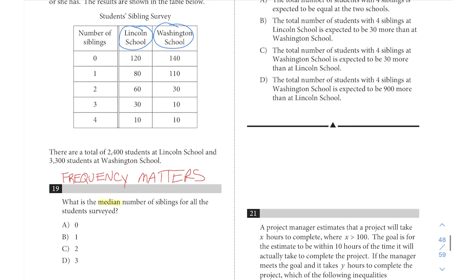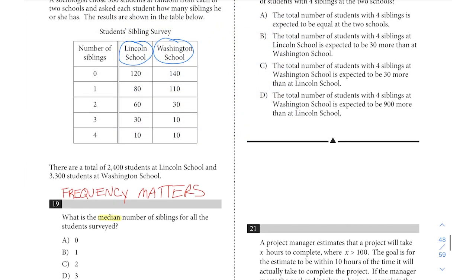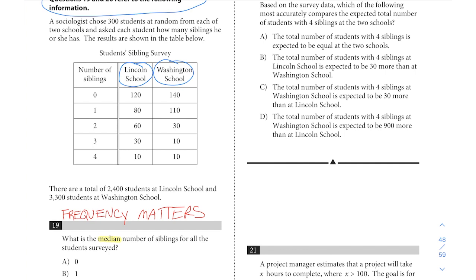So very commonly I see students when tackling this question, they look at the table and they look just at this column for number of siblings and they go cancel, cancel, cancel, cancel. The middle value is 2 and they pick answer choice C, which is incorrect. So this is a mistake we are definitely not going to make on test day. Let's take a look at how we can use this tip that frequency matters.